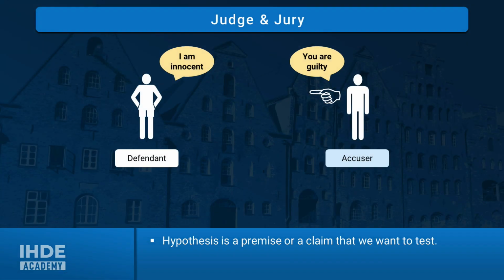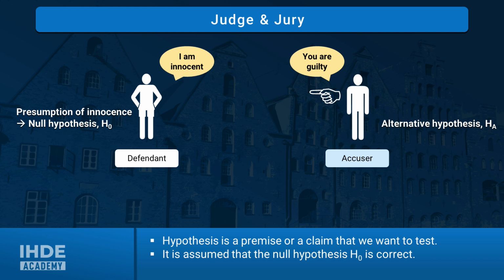In a criminal trial, allegations are made to a judge and jury. These claims are hypotheses. The prosecutor alleges that the accused committed a criminal offense. The accused claims he's innocent. Both claims are hypotheses to be tested.